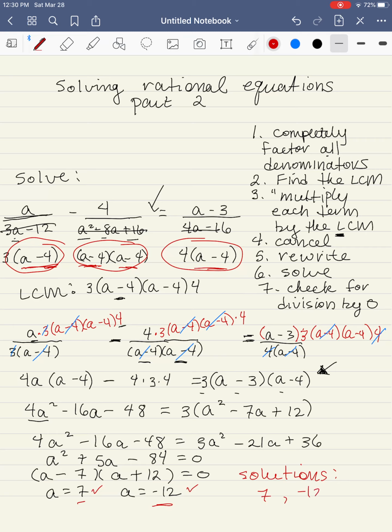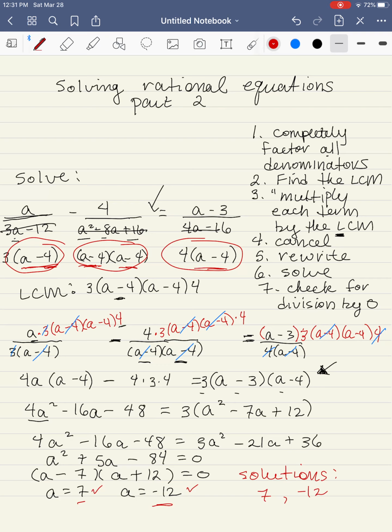It could happen that one of the solutions works and one does not. It could be that neither solution works, in which case you'd have no solution, or it could be that both solutions work. You have to check all of them for division by 0 separately.